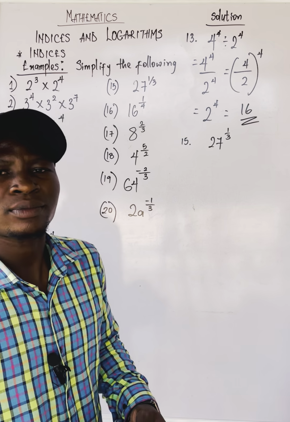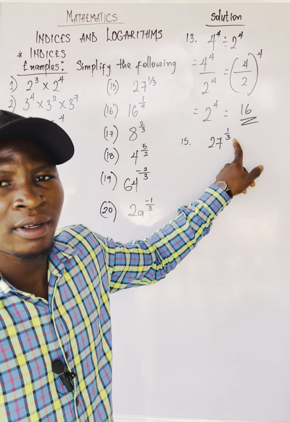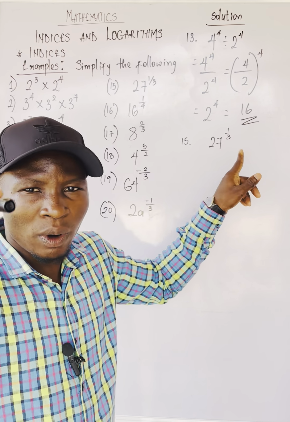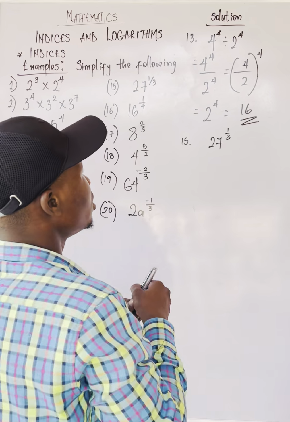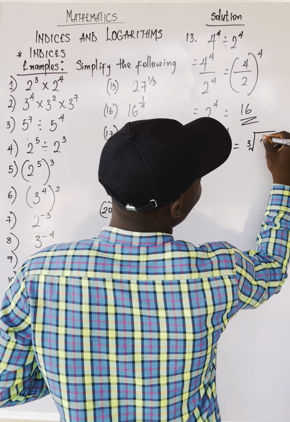Don't forget, I told you that another way to write anything raised to power, if it is 1 over 2, it will be square root, abi? If it is 1 over 3, it will be cube root, abi? So another way to write this will now be cube root of 27.